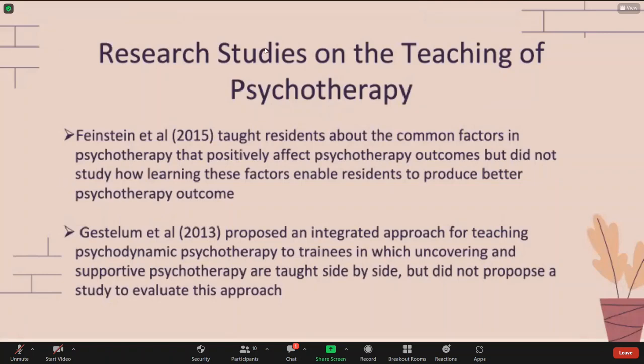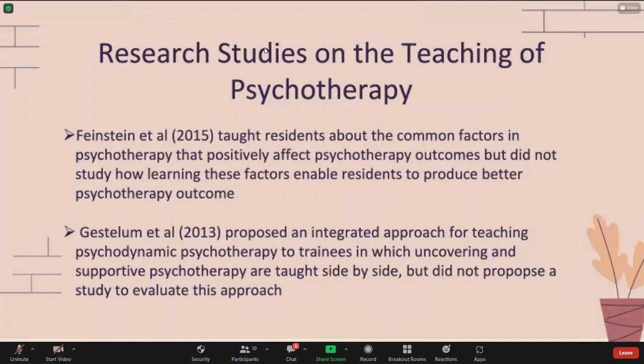About the common factors in psychotherapy that positively affect psychotherapy outcomes, but did not study how learning these factors enables residents to produce better psychotherapy outcomes. And then, in 2015, Gestellum proposed an integrated approach for teaching psychodynamic psychotherapy to trainees, in which uncovering and supportive psychotherapy are taught side by side, but did not propose a study to evaluate this approach. So, as can be gleaned from these few studies, there are essentially no methodologically sound studies of psychotherapy training.